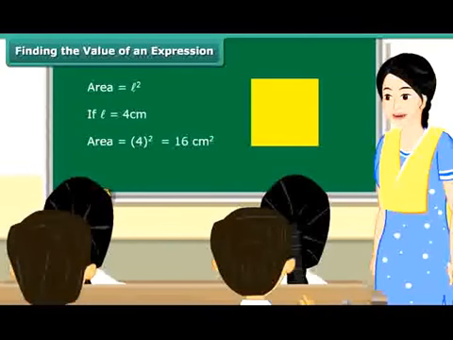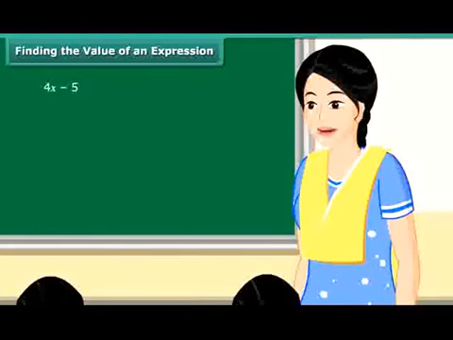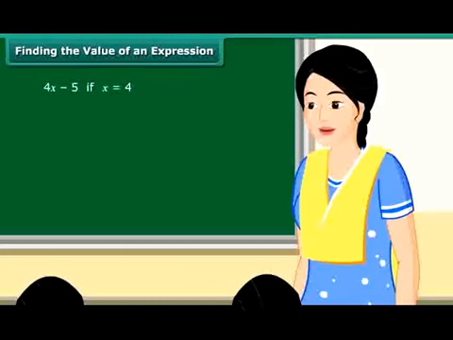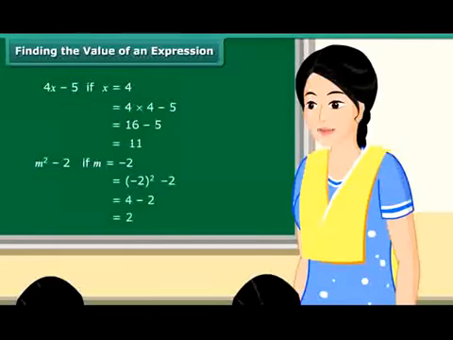So children, there are a number of situations in which we need to find the value of an expression. Consider the expression 4x minus 5. If the value of x is equal to 4, then the given algebraic expression is equal to 4 into 4 minus 5, which is equal to 16 minus 5, that is 11. Similarly, if m is equal to minus 2, then the value of the expression m square minus 2 will be equal to 2.